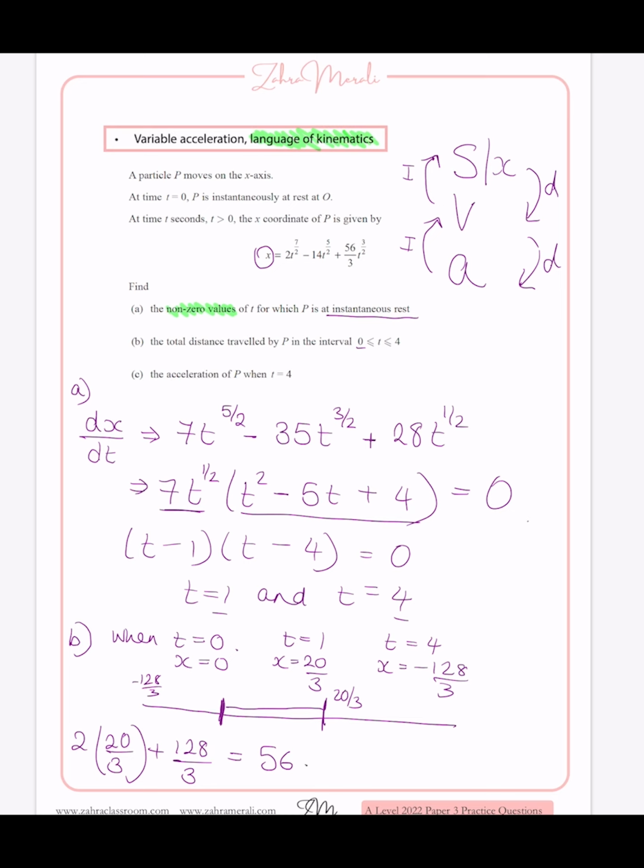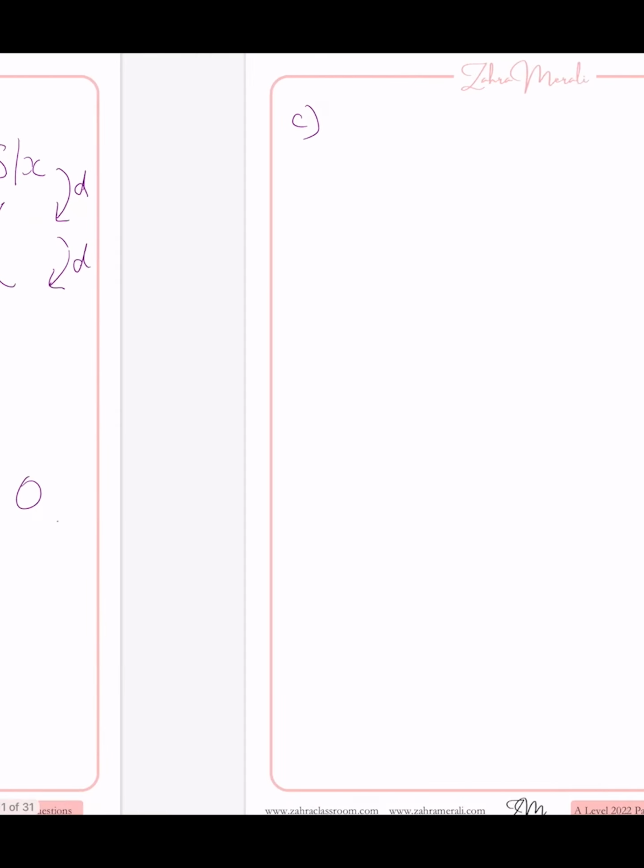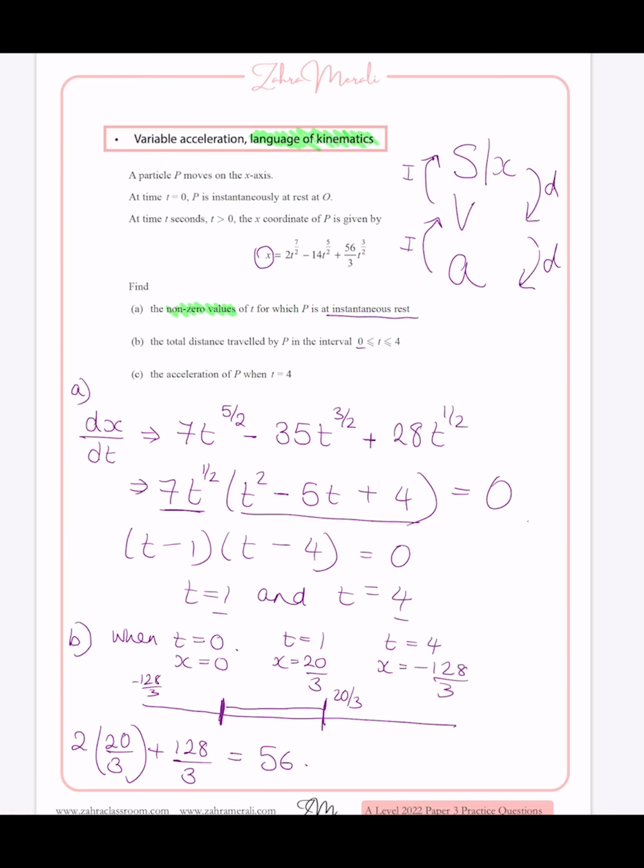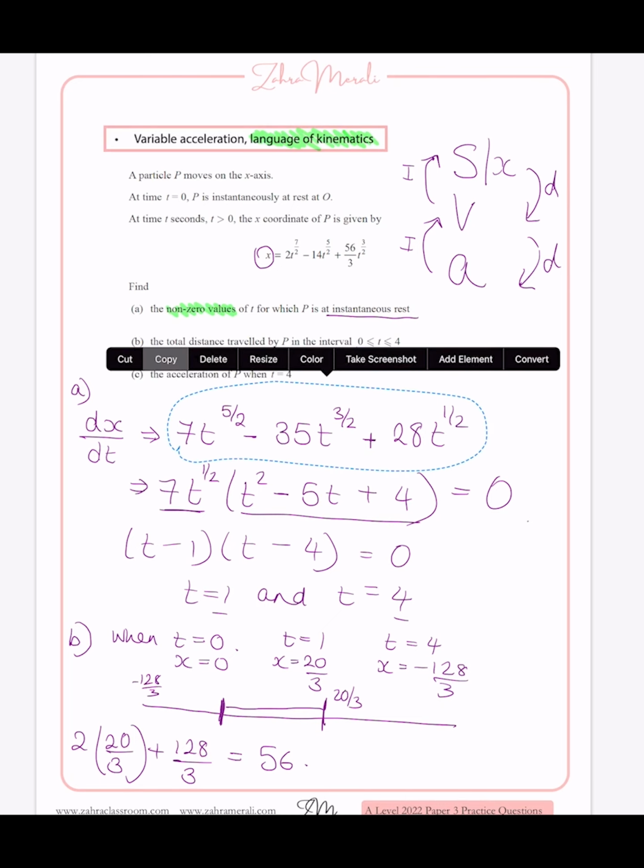Okay, then we're told to find the acceleration of p when t is 4. So we've got the v, to go to acceleration we differentiate again. Our v equals all of this, so if I take that with us, we differentiate again to give us a.